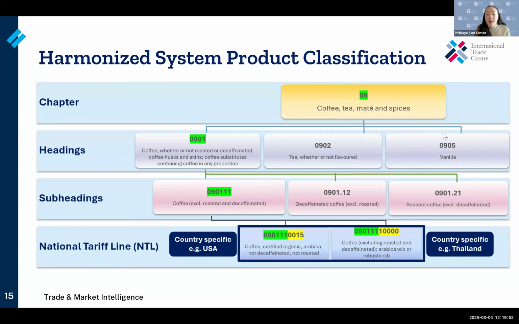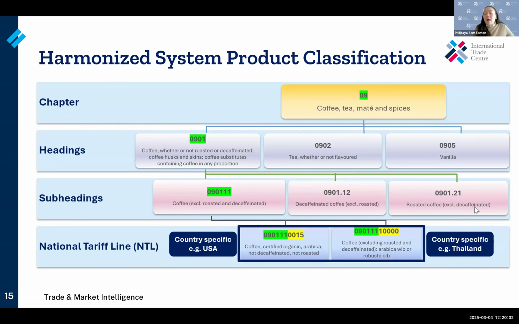Then another country would manage their own national tariff line, just like Thailand. 090111 is the international code. Then you add 1000. It will become coffee, excluding roasted and decaffeinated. It will be Arabica coffee, WIB, which stands for the West Indies Bariding, the old Dutch term that refers to a standard of preparation of coffee, or it will be washed. That means the beans will be washed, and it's a wet process.